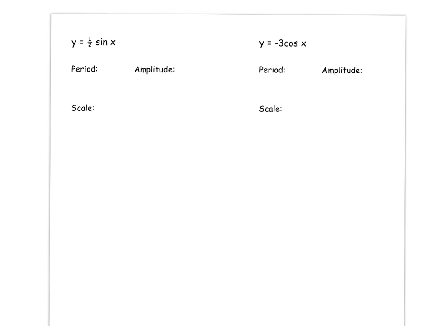So, when there's a 1/2 in front, that is going to change your amplitude. So, my amplitude is now 1/2, and my amplitude is 3. Remember, our amplitude is always positive because we're talking about length, height. My period is still 2 pi on both of those. Kind of showing you the difference between our scale. You take 2 pi, divide by 4, so we still get pi over 2.